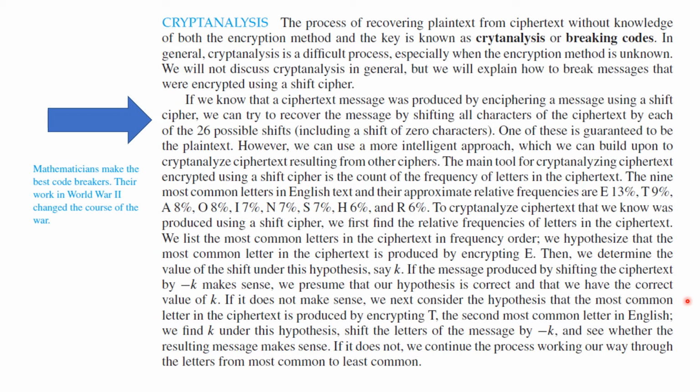If it does not make sense, we consider the hypothesis of the most common thing by encrypting C, and so on. It's a little bit of trial and error, but we continue our process until we have broken the code. Mathematicians make the best code breakers, and their work in World War II is known to have changed the course of the war. There are even some movies about it; The Imitation Game is an example of the work of Turing, and that's actually a pretty good movie to watch.